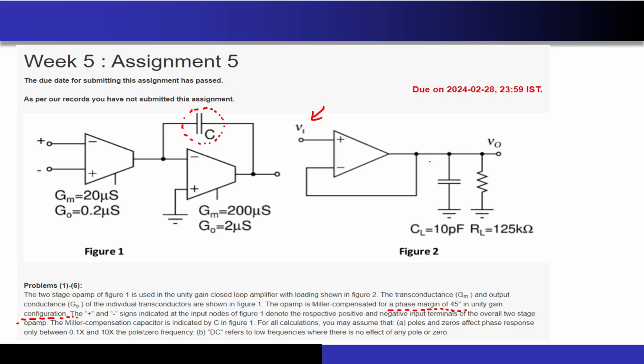Now I will ask you one question. This is a Miller compensated op-amp, correct? This is not a feed forward compensation. So if, instead of doing a unity feedback over here, I use a feedback factor, let's say something like 1/3 or 1/2, what do you think will happen to the phase margin? Will it improve or will it degrade?